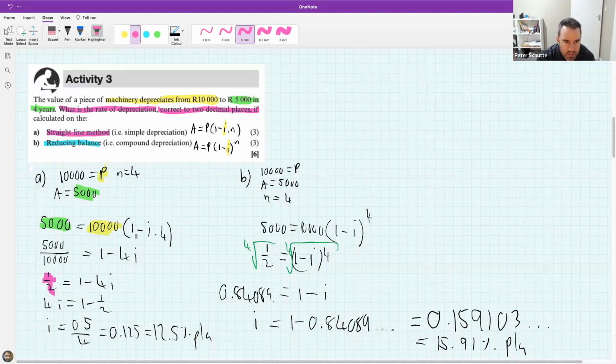On this side, because the 10,000 had disappeared, you've just got 1 minus I times 4, or 1 minus 4i. And then I moved the minus 4i from the one side to the other, it became positive, and I moved the half to this side and it became negative. And then if you think about 1 minus a half, you're just going to get a half. And then you divide by 4 on both sides, and that's how you get 0.125 or 12.5%. Does that help, Lorato? Did you follow my logic there?